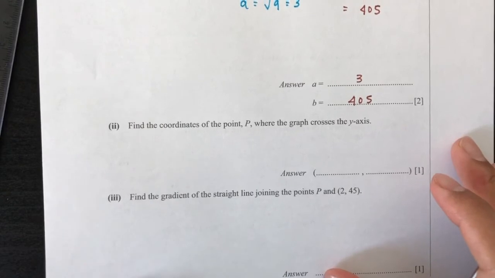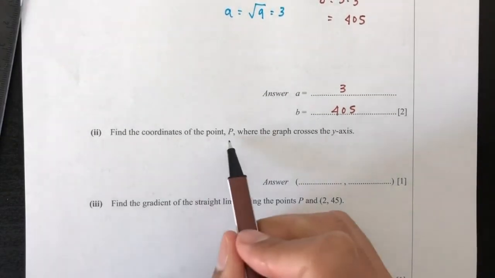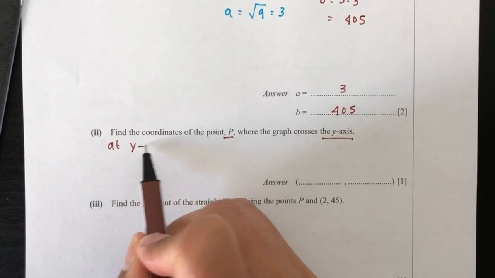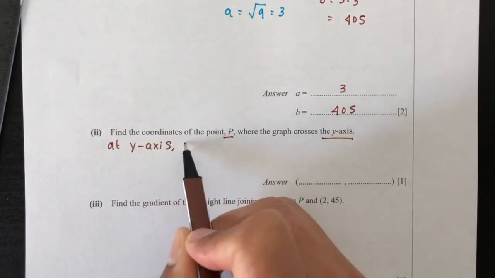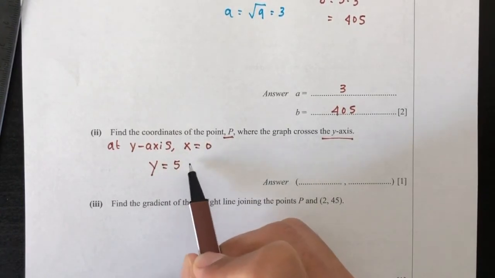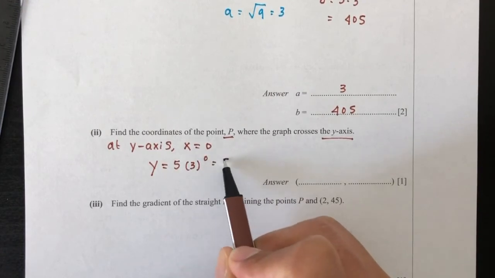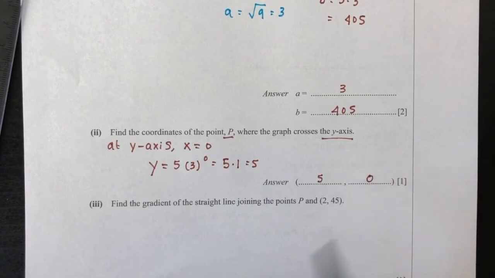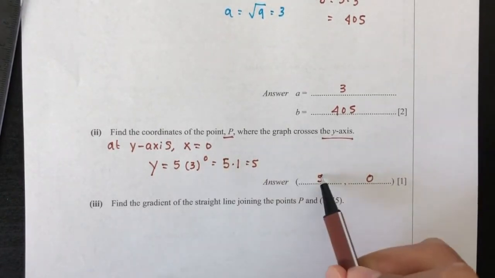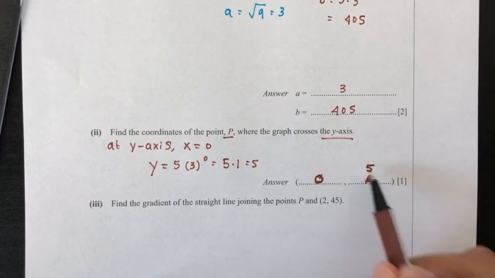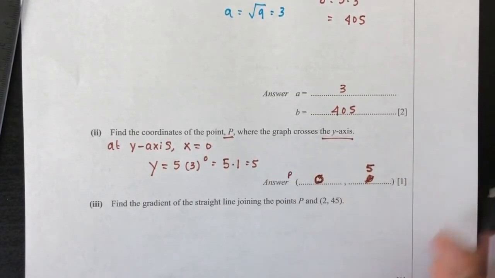Now for part 2, find the coordinates of the point P where the graph crosses the y-axis. As you know, at the y-axis, x is equal to 0. So you have y is equal to 5, a is 3, power 0, that is 5 times 1, which is 5. Sorry, x is 0, y is 5. So 0, 5 will be your answer for the point P.